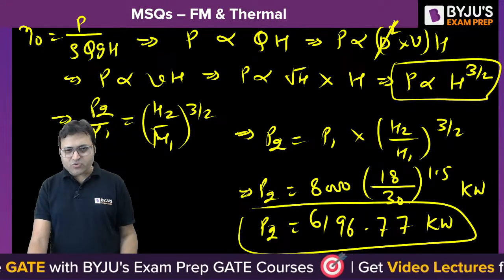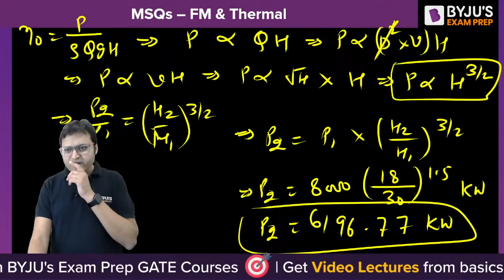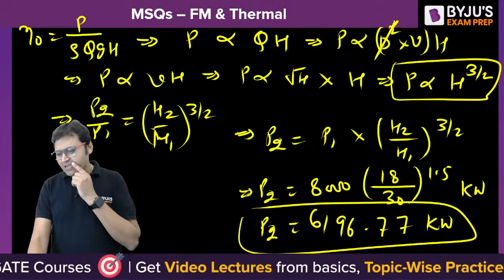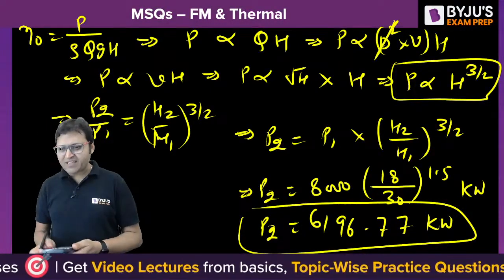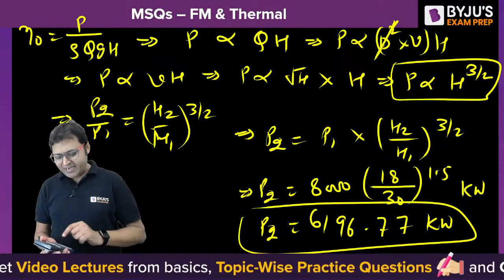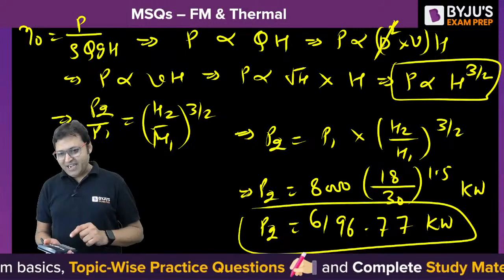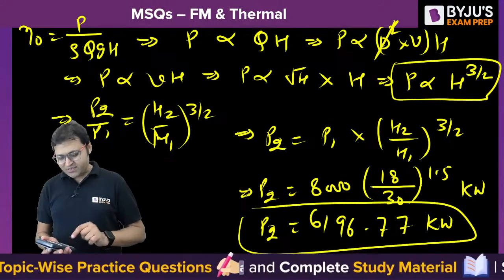1 plus 1 by 2. V is root H. What did I do? Did I take 0.5? Sorry, it should be 1.5. 18 divided by 30 to the power 1.5. Yes, correct. Into 8000.